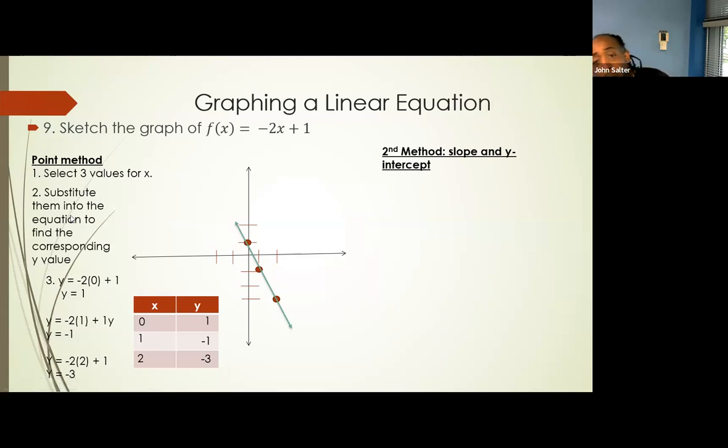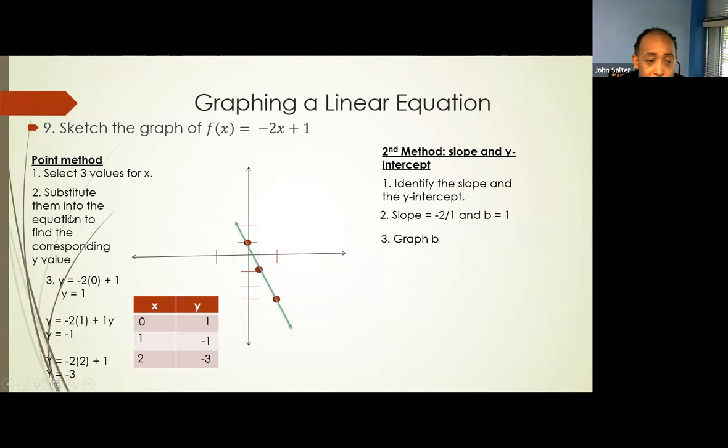Second, and this is kind of my preferred method, is slope and y-intercept. Identify both of those in the equation. In this case, my slope is -2, or in fraction form, -2/1. Because usually slope is a good fraction, because I need to know the rise and the run, right? Which way am I going up and down, which way left and right. And then my b is just 1.